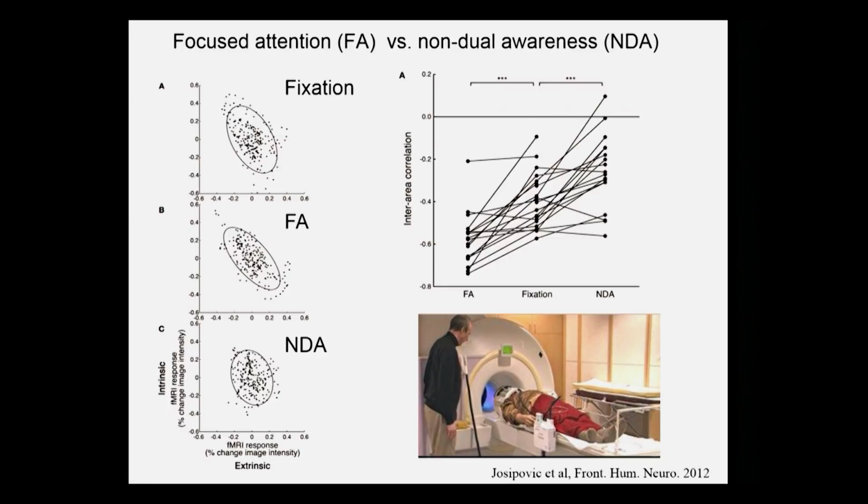So if you're really focused on some external object, then it might make sense that there's going to be much more going back and forth between external and internal. Whereas if you're just this container of awareness, then maybe it doesn't matter whether it's internal or external. And so that might be why there's less anti-correlation between the two.